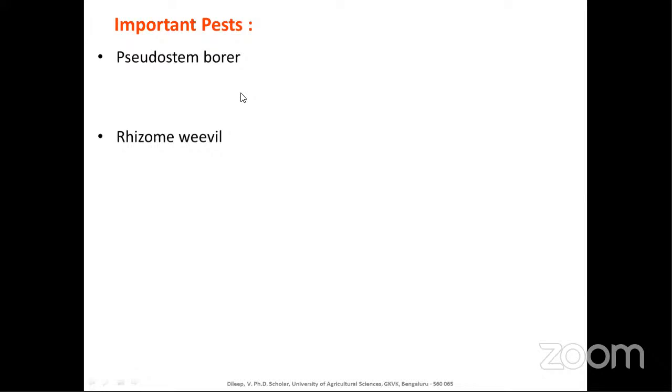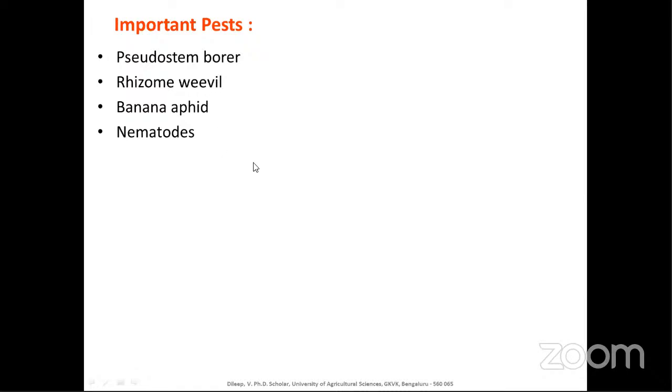So the important pests: pseudostem borer, rhizome weevil. Those scientific names are also very important. Cosmopolites sordidus, that is the rhizome weevil, the pseudostem borer, and also the banana aphid, Pentalonia nigronervosa. And also nematodes. Among the nematodes, there is the burrowing nematode and the root knot nematode, and another nematode as well. I will give it. So this is the briefing about pests and diseases, and I will cover it in the next class.